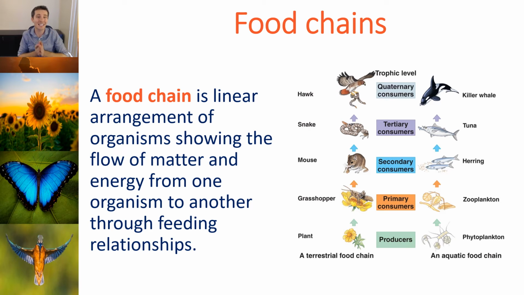Now, a food chain is a linear arrangement of organisms showing the flow of matter and energy from one organism to another through a feeding relationship. When I say linear, you can see that I go from my plant, my producer, to my primary consumer, to my secondary consumer, to third, and to quaternary consumer. Here I've got a terrestrial food chain. Here I've got an aquatic food chain, which starts with my producers, the phytoplankton, to the zooplankton, to herring, to tuna, and then eventually to killer whales as my quaternary consumers. Now that is a food chain. It's linear. It's going in one direction.